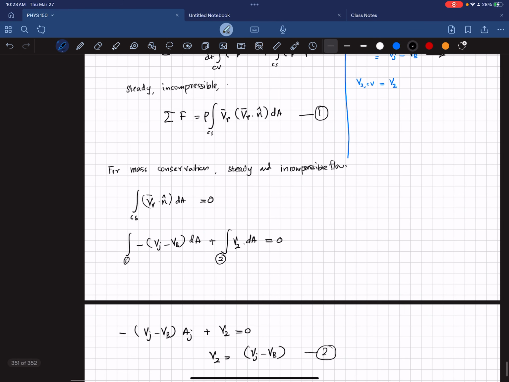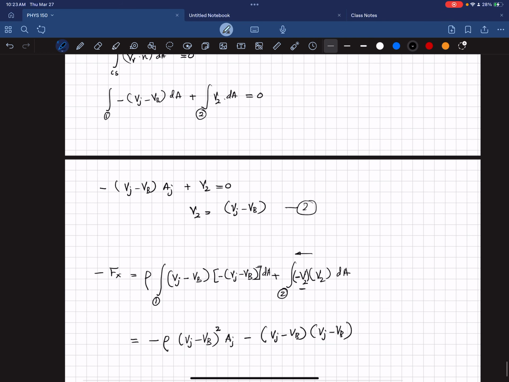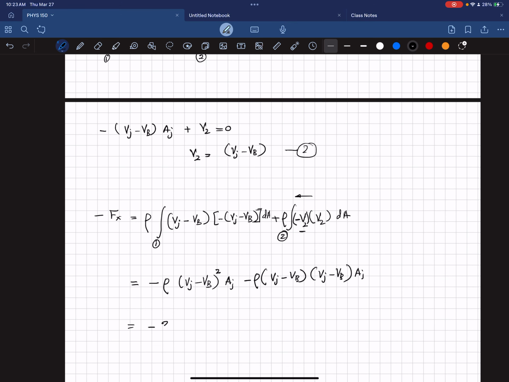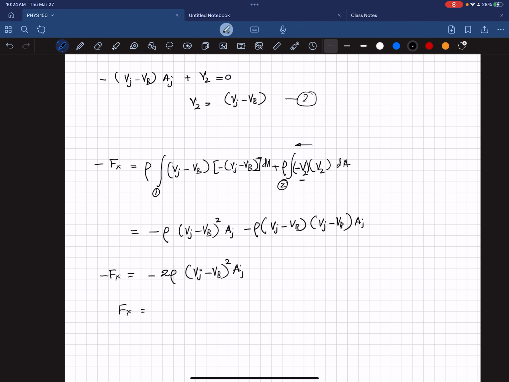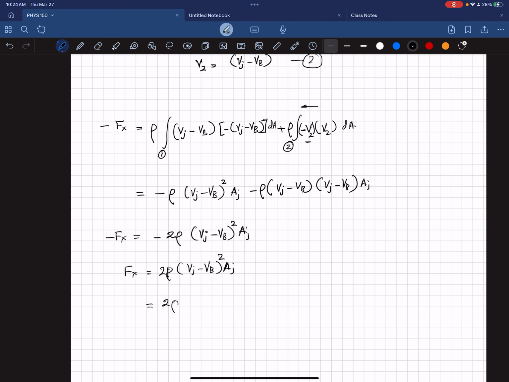The first Vr in this equation for the second cross section should be negative, and then you have a rho in front of it, rho Vj minus Vb and Aj. So we get negative 2 times rho Vj minus Vb squared Aj. So that's Fx. So Fx is equal to 2 times rho Vj minus Vb squared Aj. Vb is omega r, so we have 2 rho Vj minus omega r squared Aj.